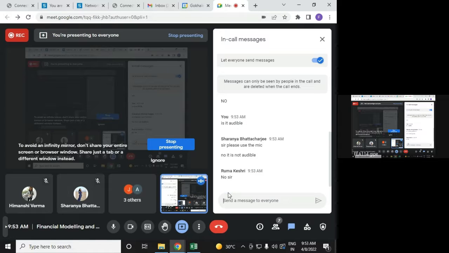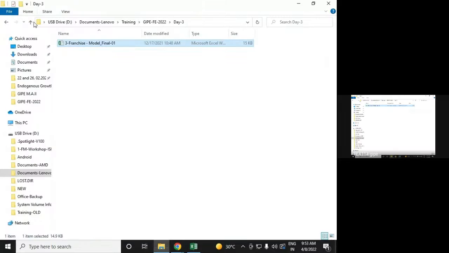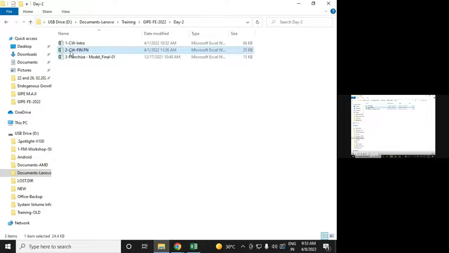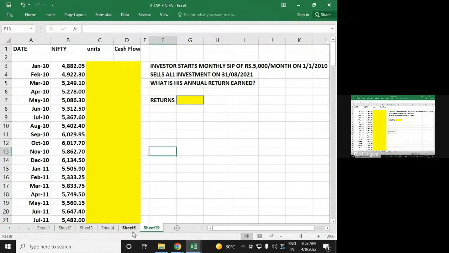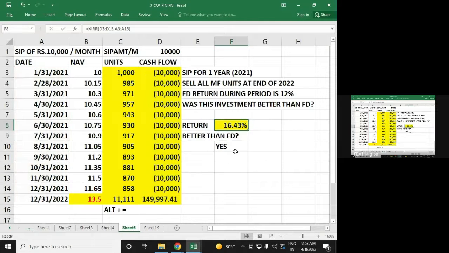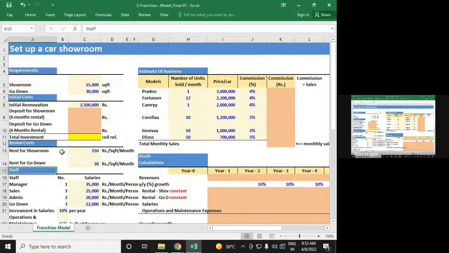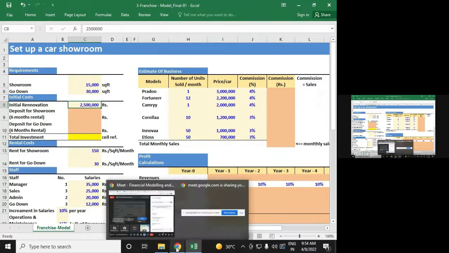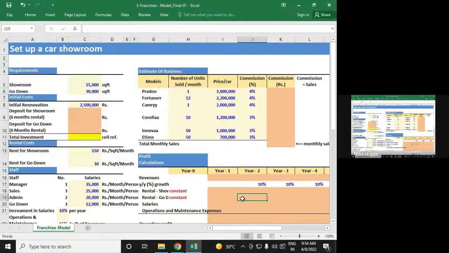So let's continue. We did case two last time, and in that we looked at the different ways of calculating returns, along with the Excel part. So today the goal is to make a model, a very basic case. And I've shared file number 3. So everybody, do you have this file number 3 with you?